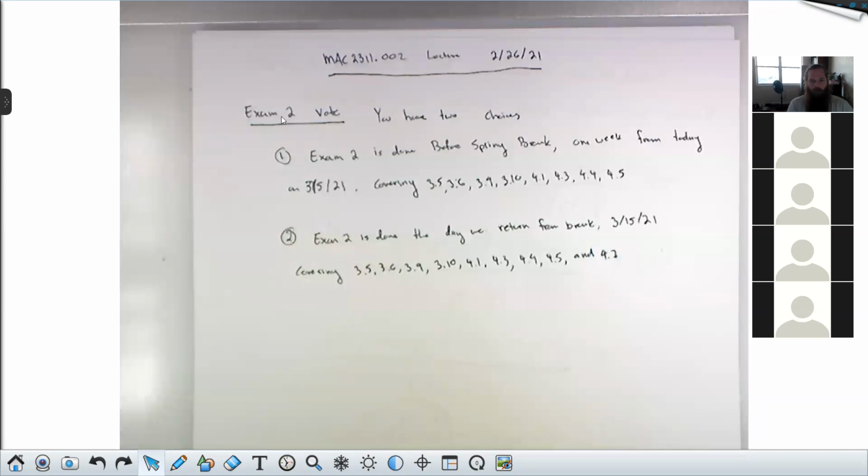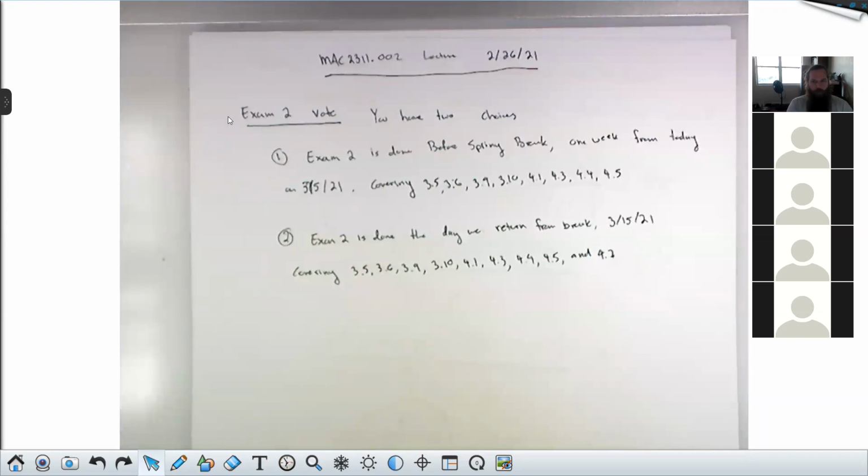If we go with option 1 and we do the exam before break, then 4.7 is going to go on exam 3. If we do option 2 and we do the exam after we return from break, then we'll be having a test as soon as you get back from break. So there are downsides to both. 4.7 really does belong on exam 2 because it's an application of the derivative. But on the other hand, do you really want to have a test right after you come back from break? These are the main things to keep in mind.